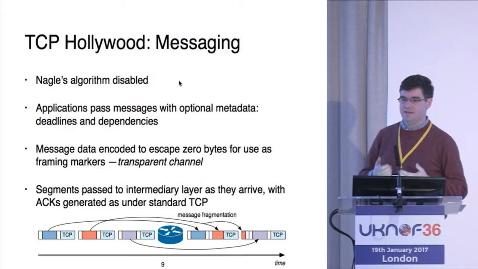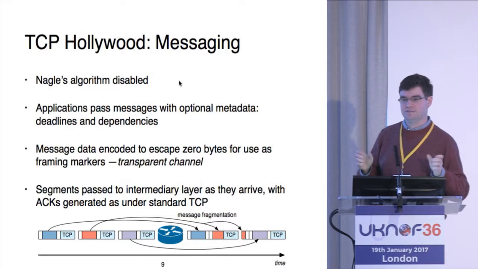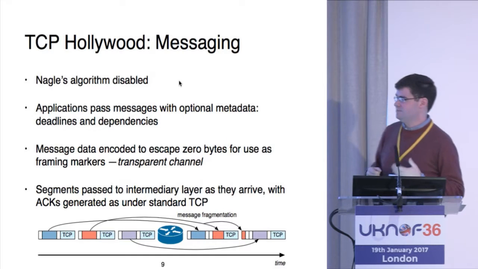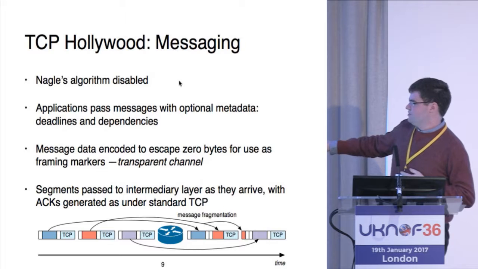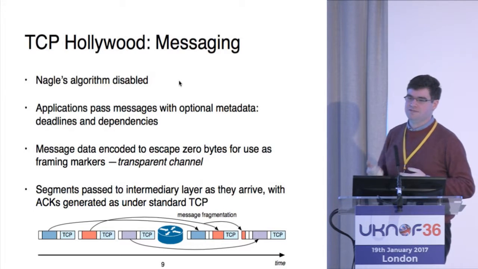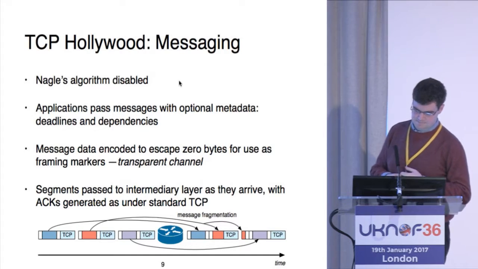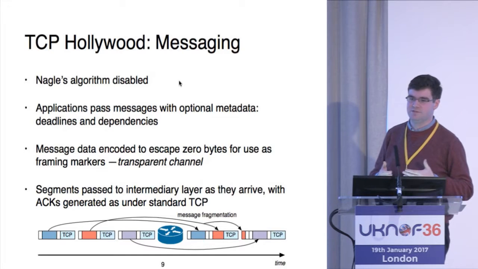The intermediary layer will then encode the message to remove 0 bytes. We then use those 0 bytes as framing markers at the beginning and end of messages. What this lets us do is delineate messages in TCP's byte stream. If you can see the diagram at the bottom here, it's not sufficient to just put a message into a TCP segment, because there will be middle boxes in the network that resegment. And so we have these framing markers, and that allows us to see the messages. This process of encoding and framing is entirely transparent to the application. So the application can send and receive whatever data it wants to.